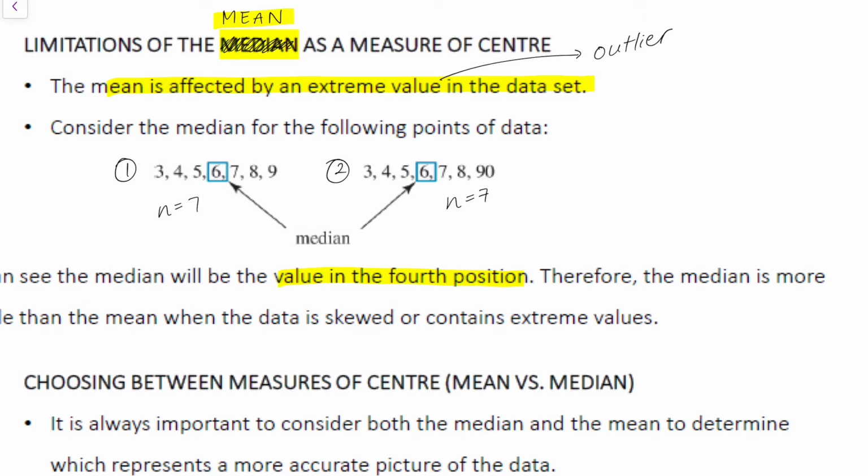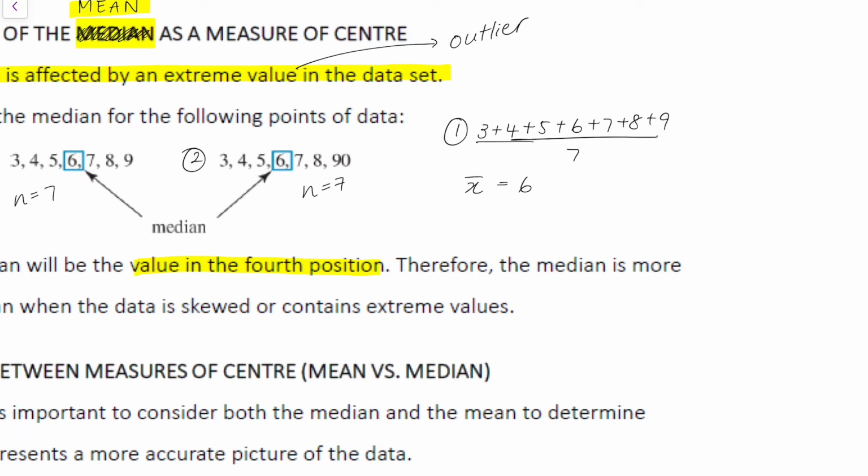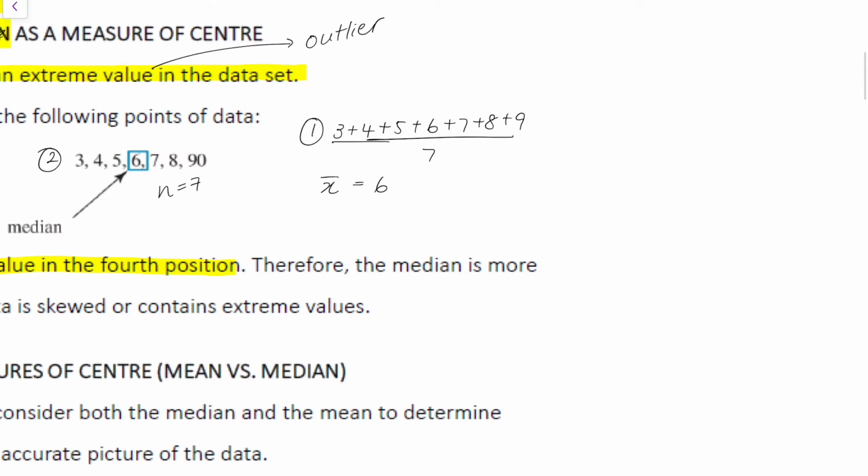Now, if we were to use the mean, for number 1, if we were to calculate the mean, then we would find that our mean is 6. Perfectly fine. That's what we can see with our median as well. However, in scenario 2, we can see here that we actually have an outlier at 90. So let's calculate the mean for the second data set, and what we should find here is that our mean is no longer going to be 6, and the 90 will actually change the value of our mean.